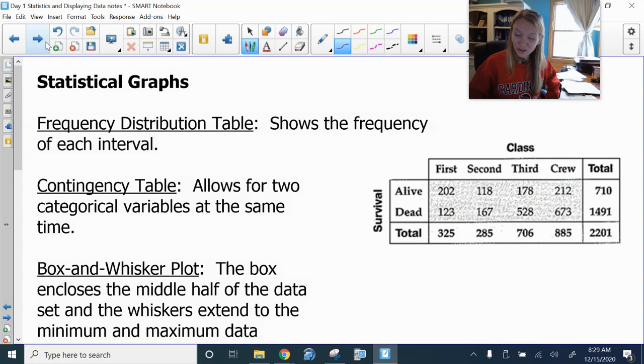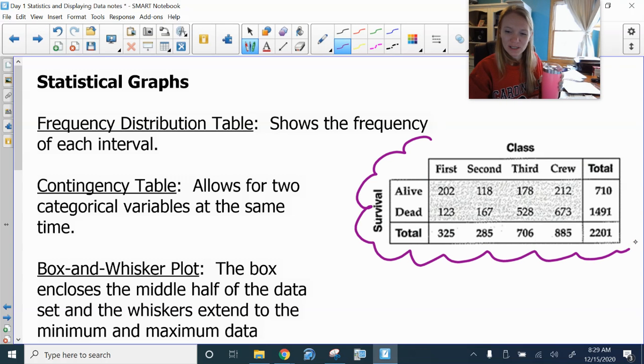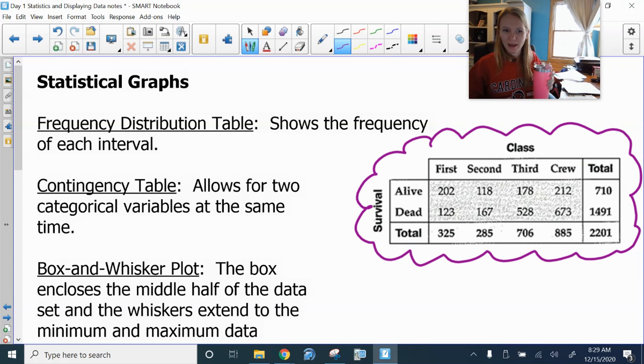So we're going to look at some statistical graphs. And this is where more often you're going to see a lot of stuff come up with the SAT, especially this one right here. It's called a contingency table. That one comes up all the time on the SAT. So being able to read it and understand what it's asking you about is going to be really helpful for you.